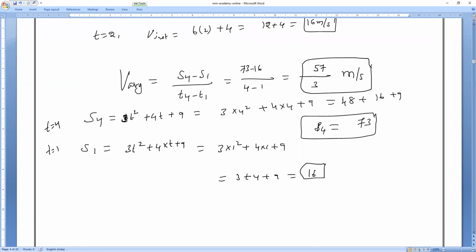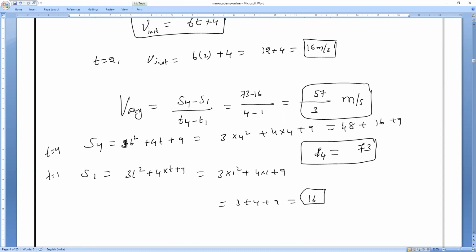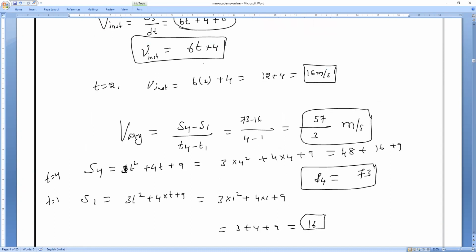Is it okay? Understood? Most, about 90 percent of people will take 6t plus 4 here, substituting for S4 and S1. But we should not take it. Why should we not take it? Because it is not the displacement equation. It is actually the instantaneous velocity equation. Clear, everybody?